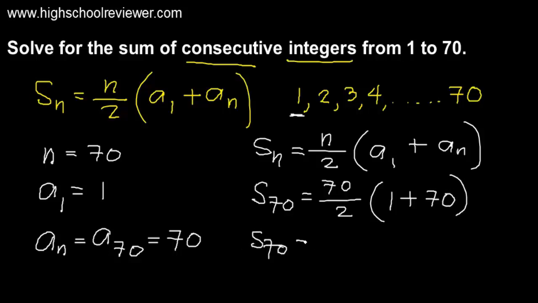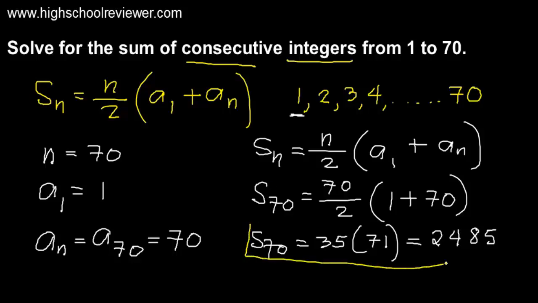S70 will now be equal to 70 divided by 2, which is 35, multiplied by 1 plus 70, that is 71. So 35 multiplied by positive 71, we will have here 2,485. So the sum of all our terms, S70, is 2,485. And this is our final answer.